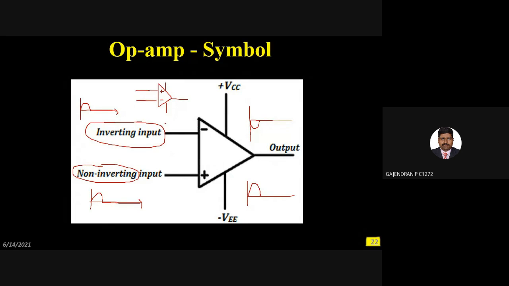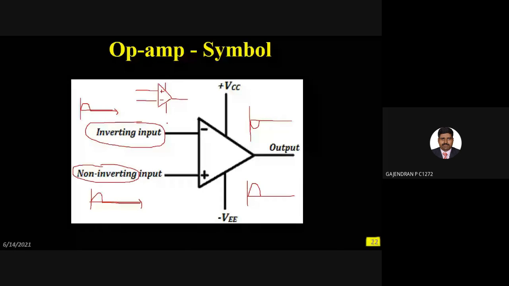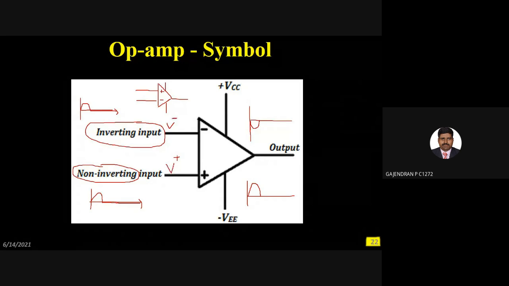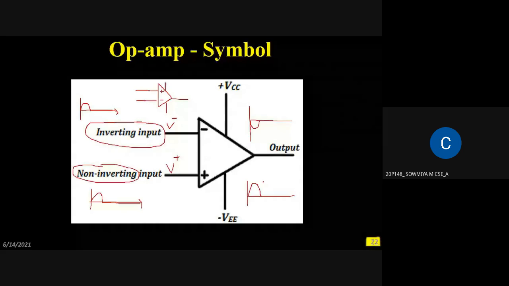And again, suppose I am considering that to the inverting input, my input signal is V minus. Here my signal is V plus. Okay. So this is my symbol of the operational amplifier. Any doubt in this symbol of the operational amplifier? Any doubt? No, sir. Then I have drawn another symbol also. Is this symbol correct?